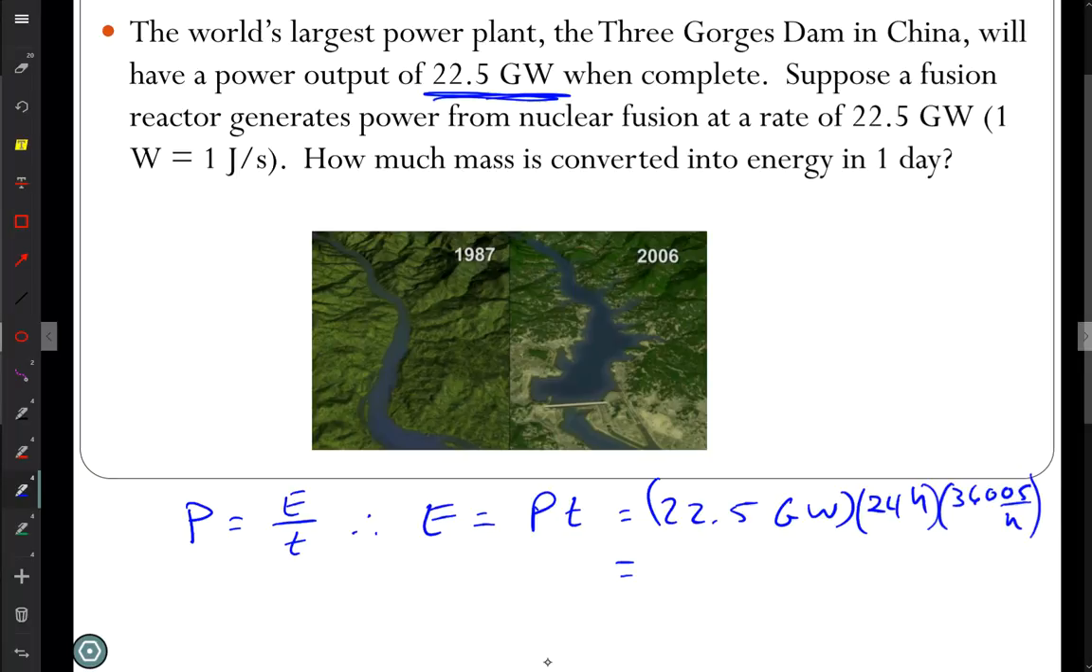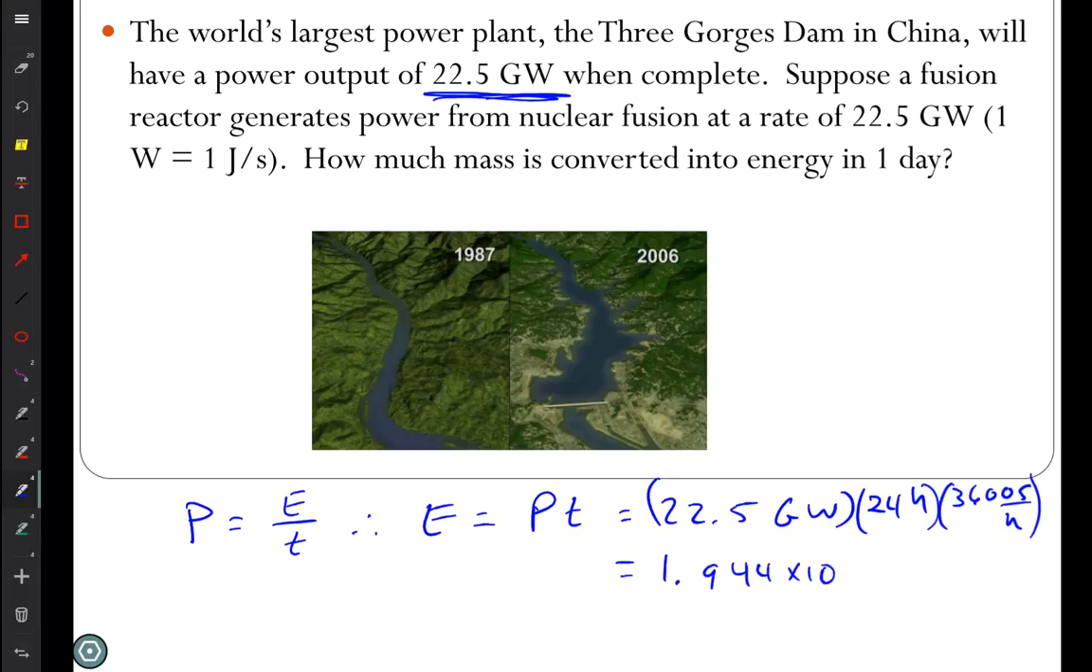So that's 1.944 times 10 to the 6 and 9, 15. So that's how much energy is produced by that dam in a single day. And that's a huge amount of energy.